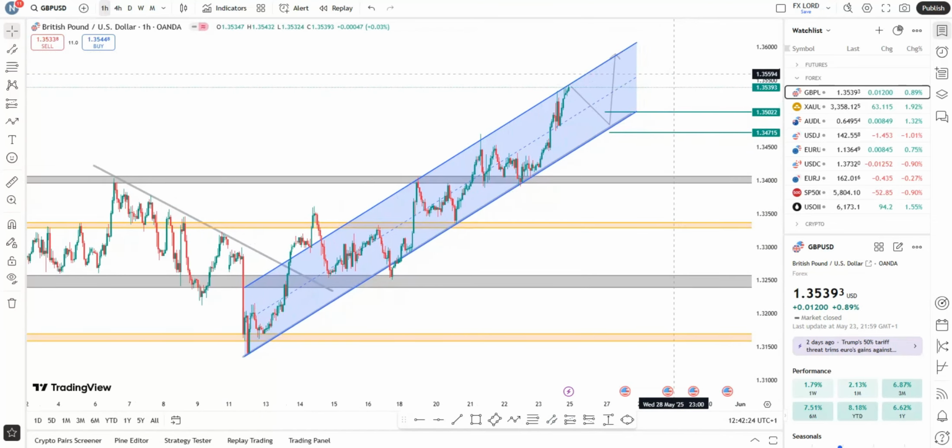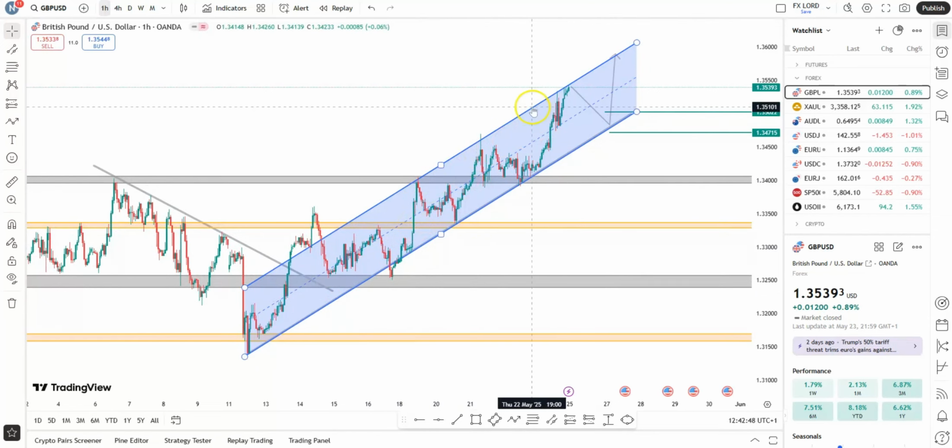So what is a channel? A channel is when price gets to the resistance level, refers back to the top and does not break above that area. When it goes to the upside, it does not break above. When it comes to the upside, it does not break below. It just stays in the trend going to the upside.